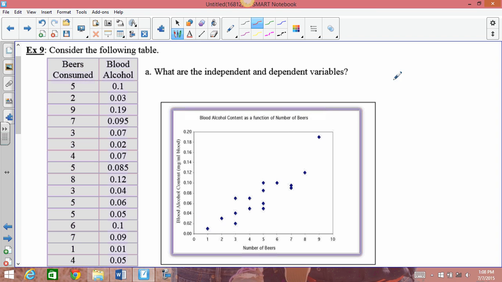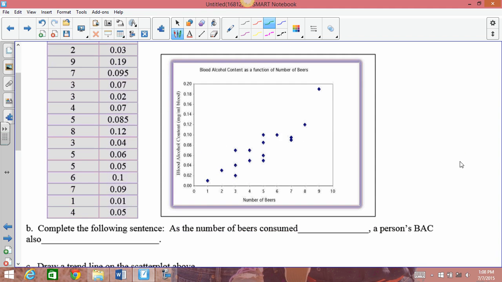Part A wants to know independent and dependent variables. You've already got a graph here, so remember independent's your x, dependent's your y, so you can see then x number of beers, y-axis your blood alcohol concentration. So I won't take the time to write that out. Part B says, complete this sentence. As the number of beers consumed increases, a person's blood alcohol concentration also increases. That can certainly, despite someone's weight, that's definitely going to happen.